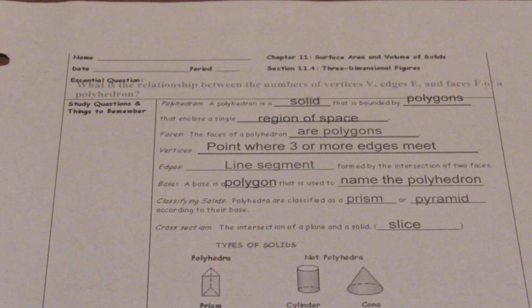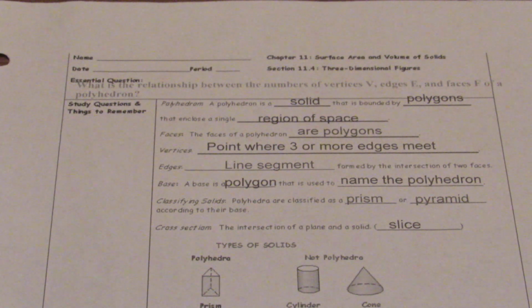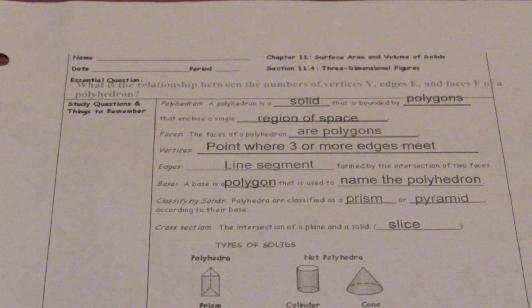Today we're looking at 11.4, three-dimensional figures. Our essential question: what is the relationship between the numbers of vertices, edges, and faces of a polyhedron? So starting off, we define a polyhedron as a solid that is bounded by polygons that encloses a region of space. So it's going to be a closed figure, three-dimensional.